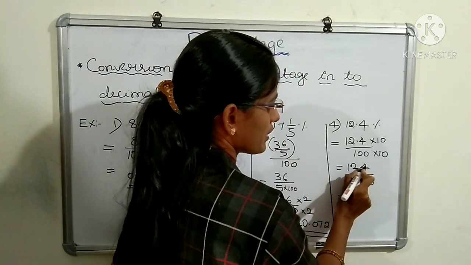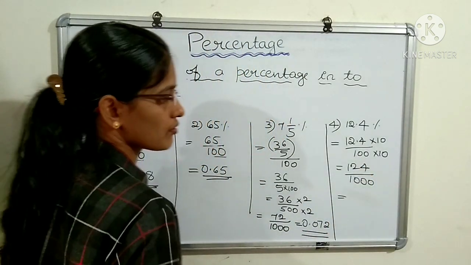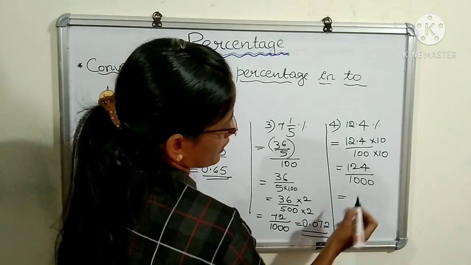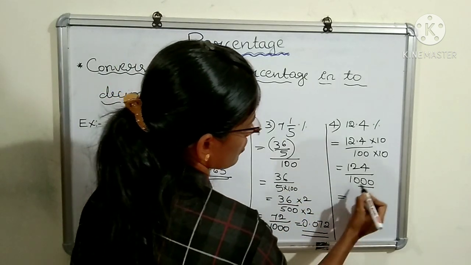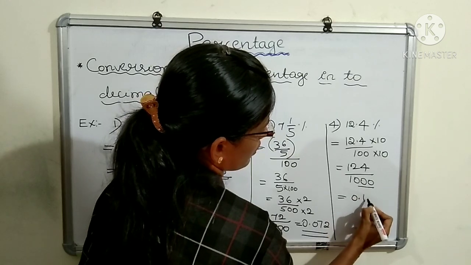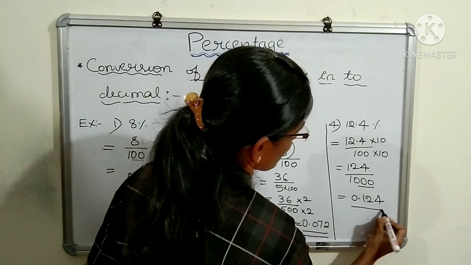See 124 by 1000. Now convert to decimal number. Here there are 3 zeros. So 0.124 is the answer.